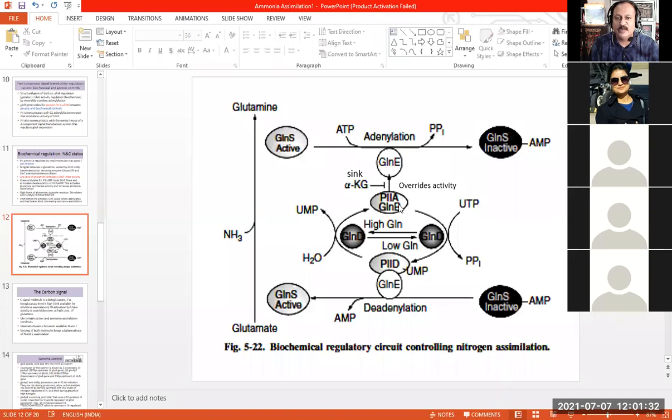And P2A protein is then activated. At that time, GLN-E enzyme is activated so that it will cause adenylation of this active enzyme, glutamine synthetase. This will be adenylated. Yes. And at that time, PPi is released out. And active glutamine synthetase is converted into the inactive form.